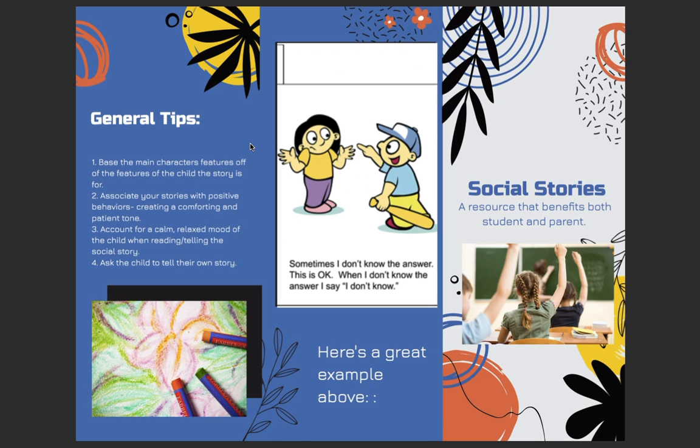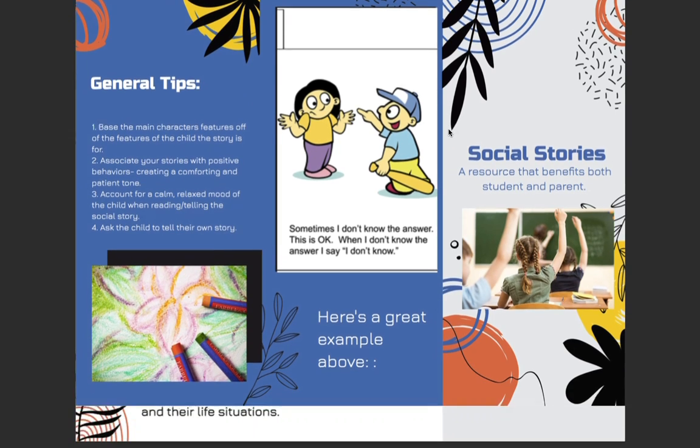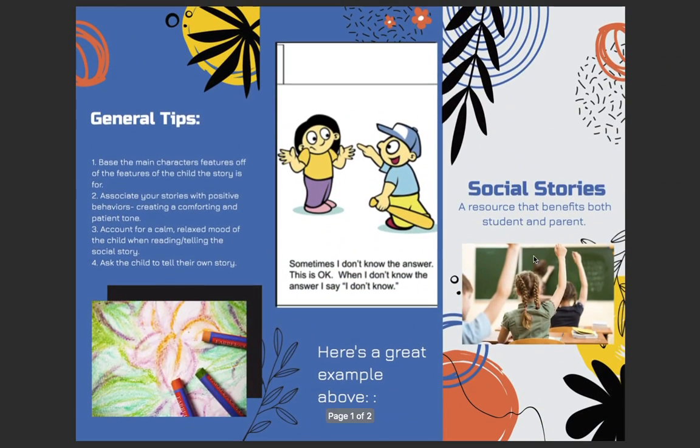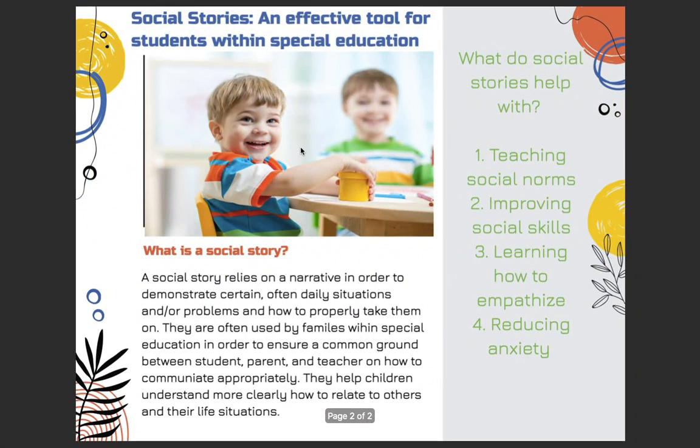So I chose social stories for my topic of our resources, and I just talked about how social stories are a resource that benefits both student and parent. This is kind of organized. What's tough is that the brochure isn't being shown in the way that it's going to be presented when it's folded, which is kind of frustrating. I don't know if you can see my mouse, but the one farthest to the right is my opening cover page, so I'll flip to that. And then when you open it up, this is what the inside will look like.